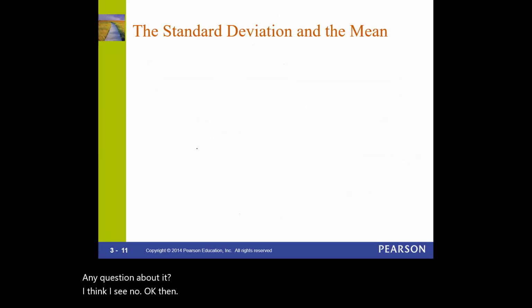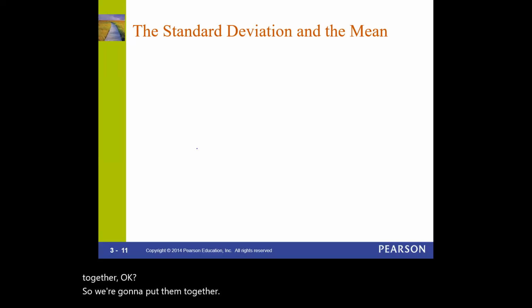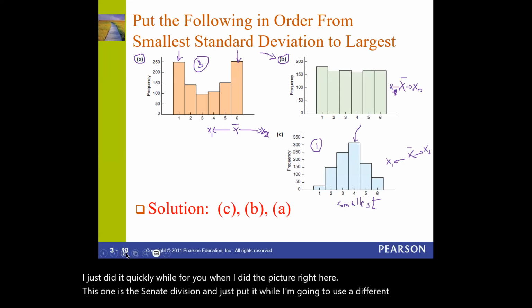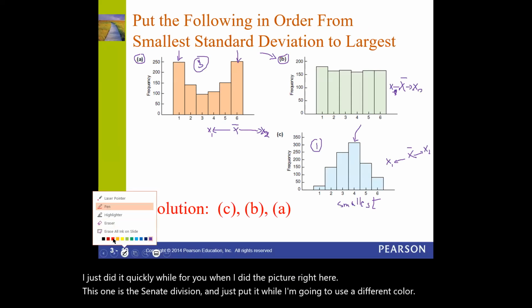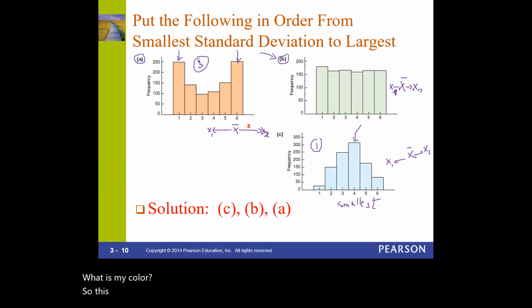Now, what we're going to be doing is putting the standard deviation and the mean together, okay? I just did it quickly for you. When I did the picture right here, this one is the standard deviation. Let me put it right here. I'm going to use a different color. So this is going to be the standard deviation right here, on average.